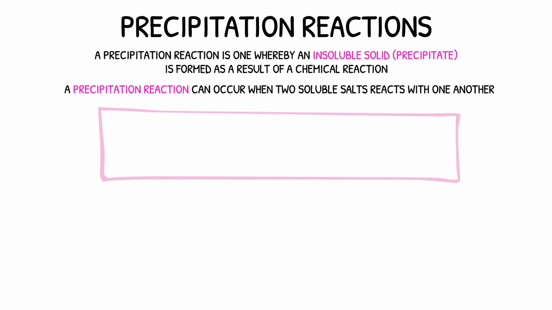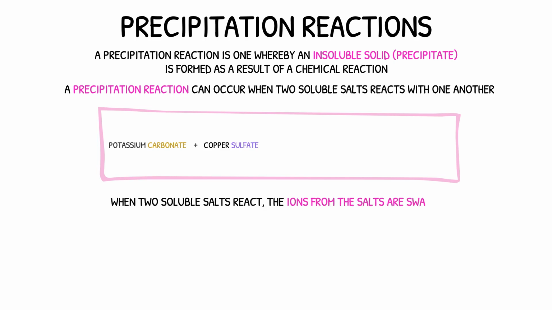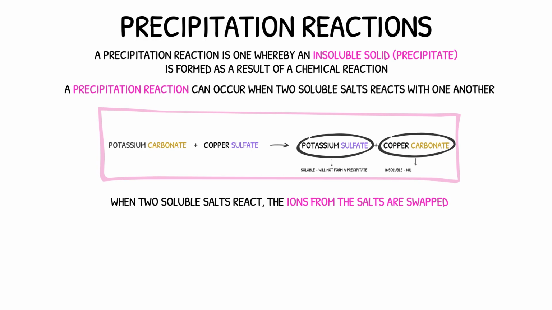For example, potassium carbonate and copper sulfate are both soluble salts. When the two react, the carbonate and sulfate ions are swapped. The products of the reaction are potassium sulfate and copper carbonate. Using the general rules from the solubility table, we know that potassium sulfate is a soluble salt, and so will not form a precipitate. However, copper carbonate is an insoluble salt, and will therefore form a precipitate in this reaction.